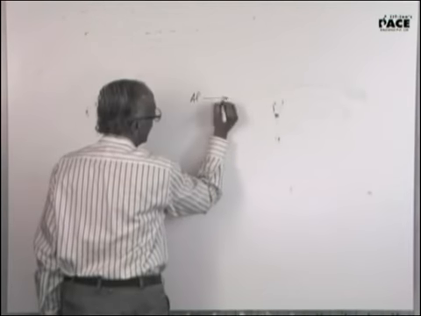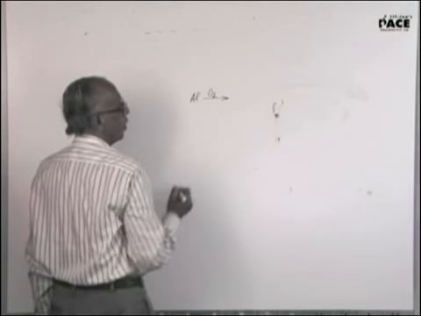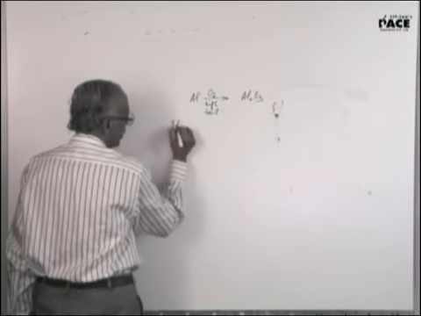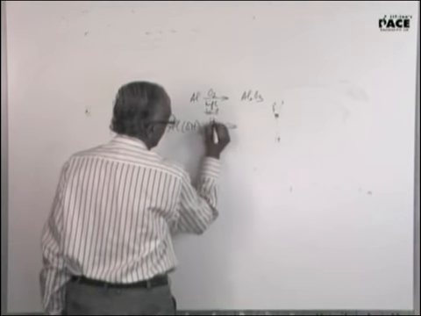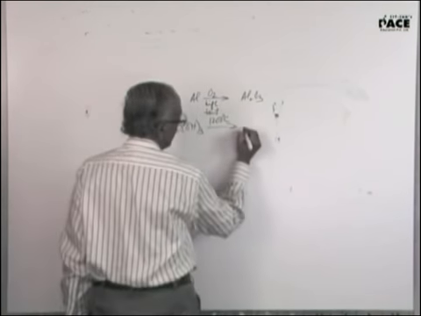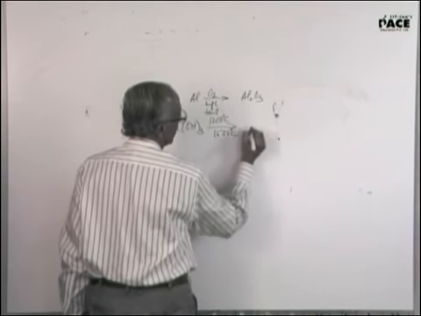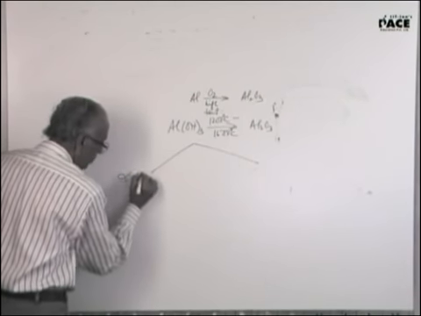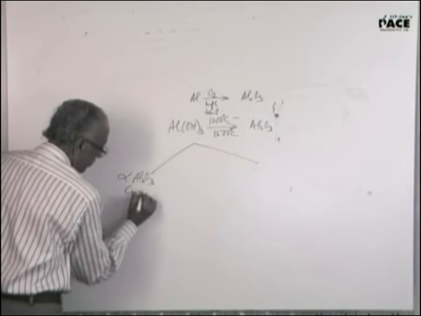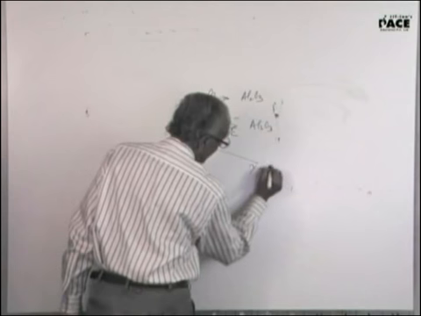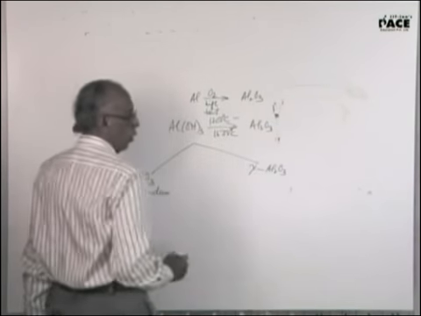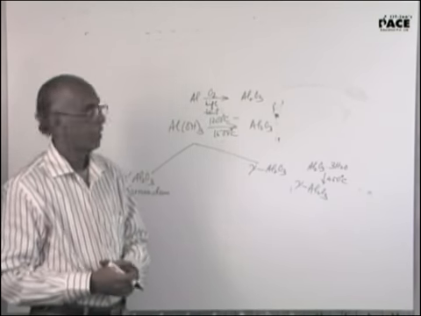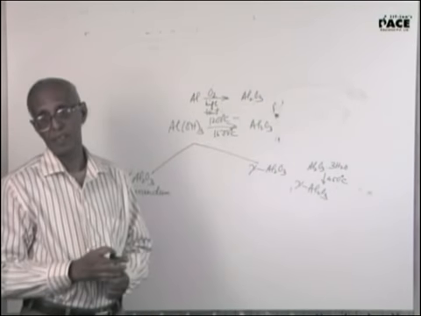Aluminium hydroxide, when you heat it at high temperature, 1200 to 1500 degrees Celsius, you get Al2O3. There are two types of alumina. One is called alpha alumina, that is corundum. Another is called gamma alumina, which is prepared from gibbsite. Gibbsite is alumina plus 3 water. When you heat it to 450 degrees, it changes to gamma alumina.